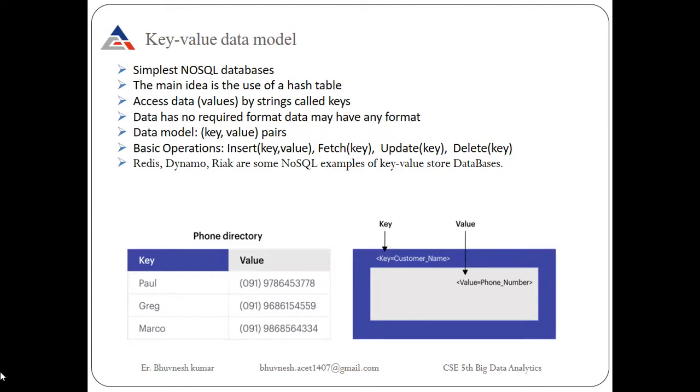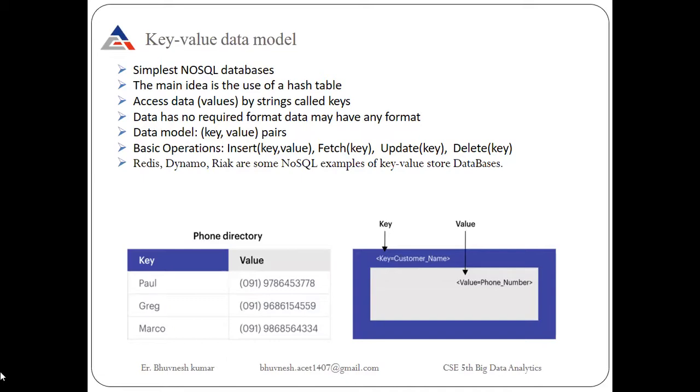And your data model has a key and value pair. It means they have a pair, and in the pair they have a key and a value. We can store our values in this form also. The key has a customer name, and the value has a phone number. This is the structure to store your data.